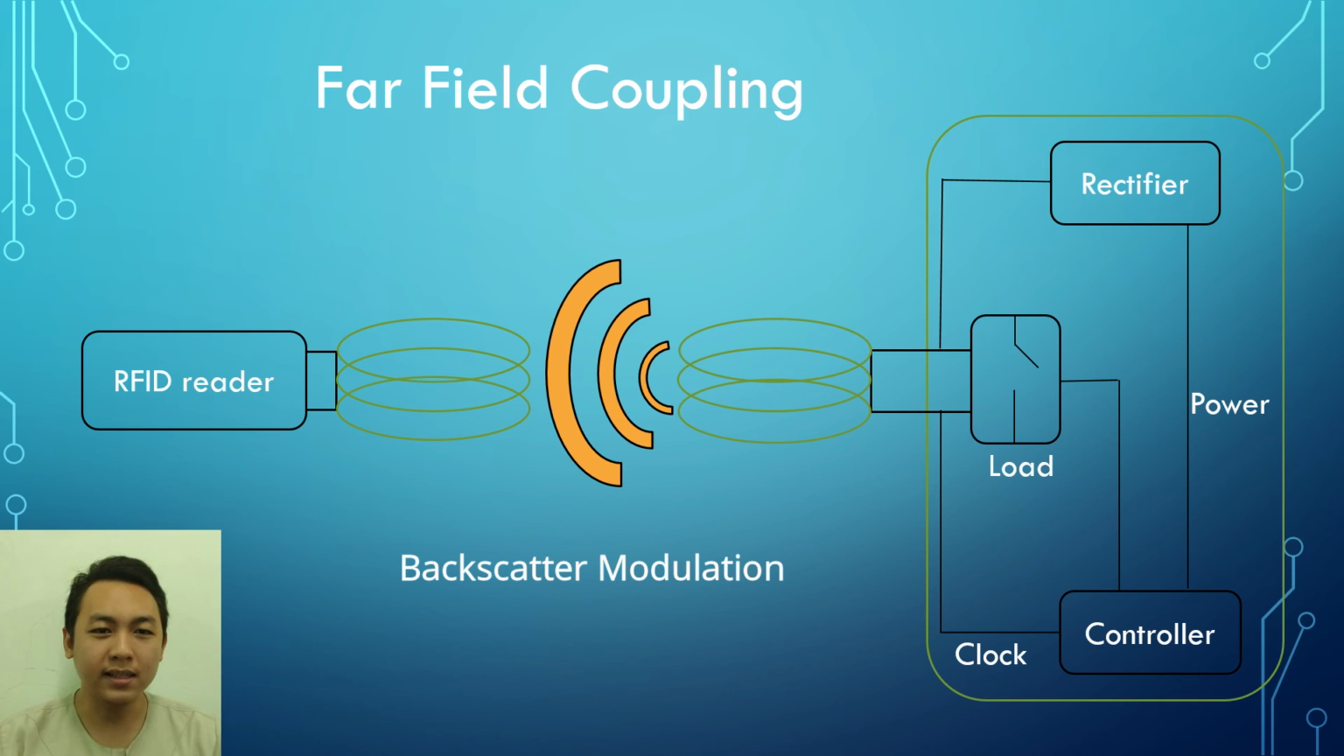As we decrease the distance between the tag and the reader, the initial signal sent by the reader should be strong in this powerful coupling, and the backscattered signal can be retrieved by the reader.